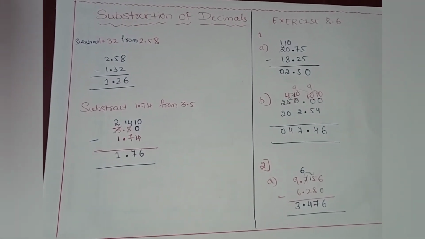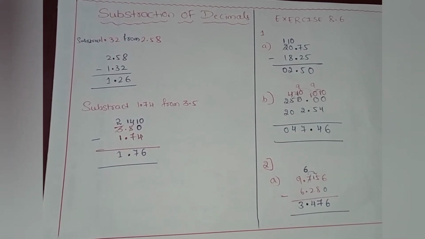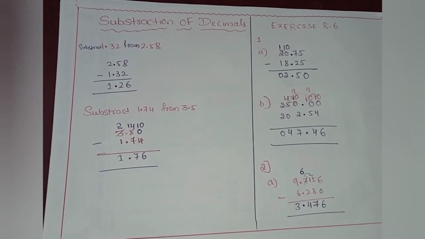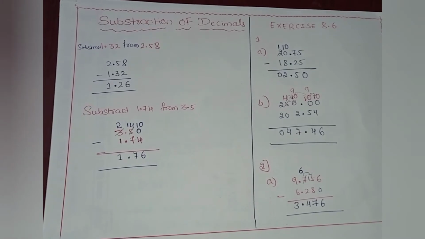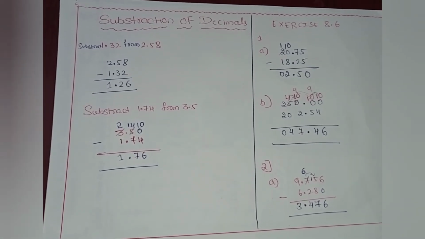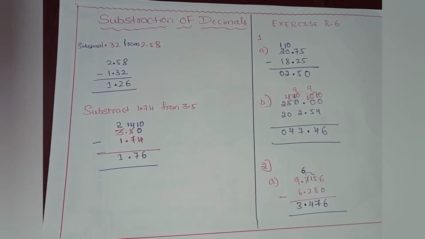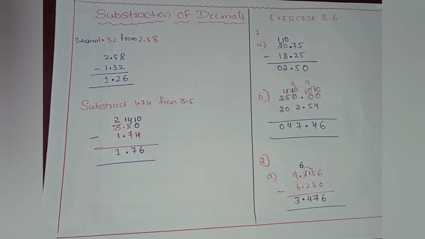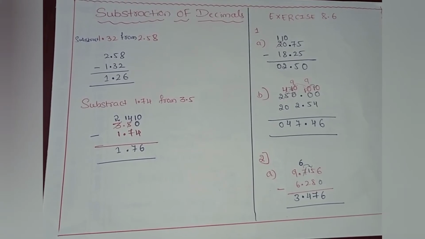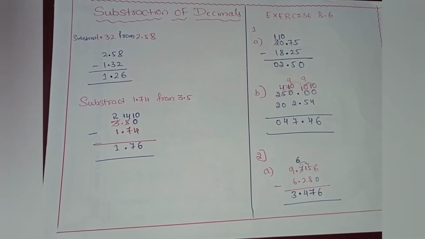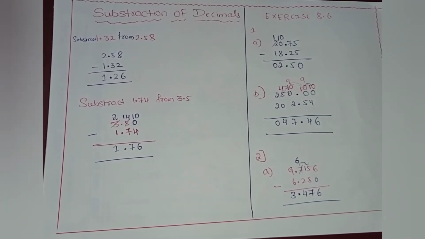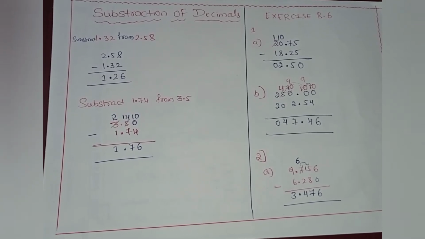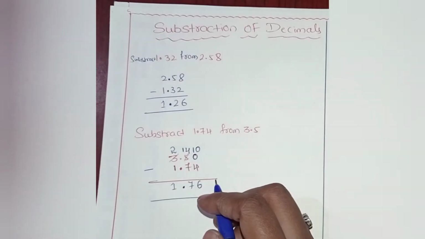After that, we started addition of decimals, right? After completing the introduction to addition of decimals, we started exercise 8.5. There we solved many problems by adding decimal numbers, right? And we also solved half of exercise 8.6, right, children? Today I am going to continue the remaining.